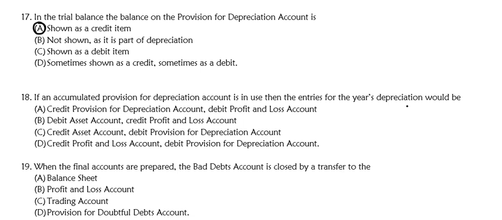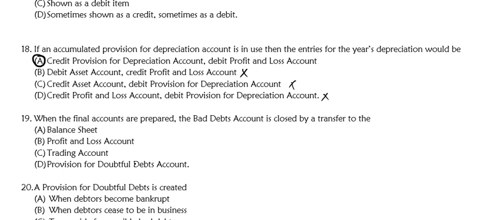When you're recording depreciation, we credit the provision for depreciation account and debit the profit and loss account. Remember, depreciation is an expense, so it will be debited in the profit and loss account. So the rest of the options are distractors. They are wrong.